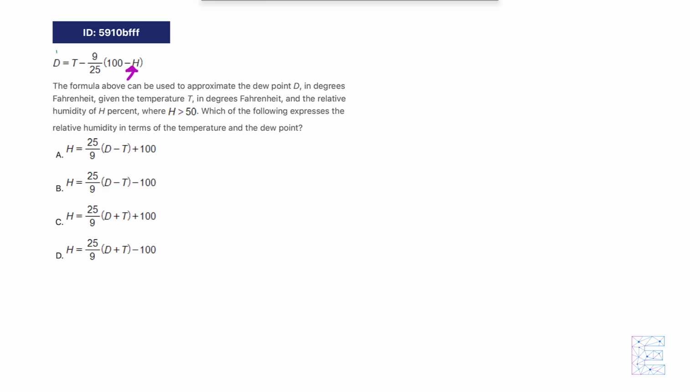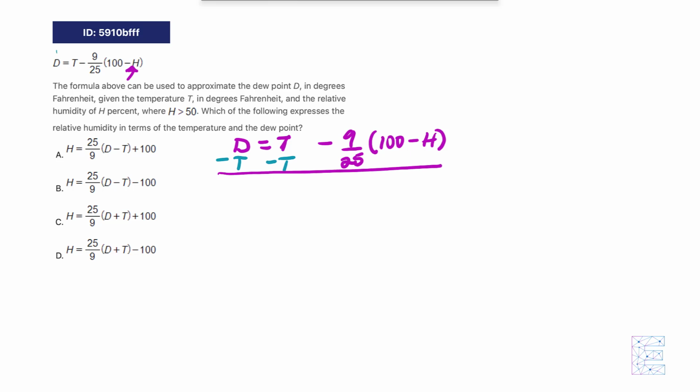So let me copy this equation down so we can go from there. So now let's get to work on this question. First things first, we've got to get rid of these terms that are dangling. So subtract t from both sides. That cancels out, so we end up having d minus t equals negative 9 over 25, quantity 100 minus h.